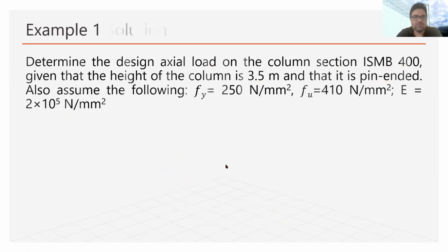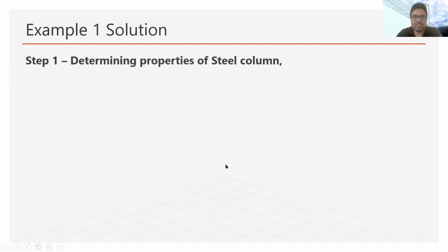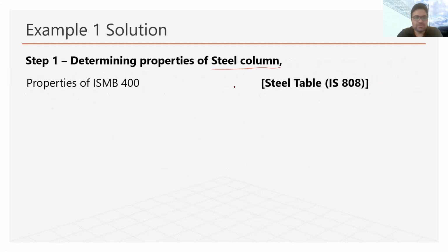Now we will start our solution. Our first step will be determining the properties of the steel column, which is ISMB 400. We have to find properties like the dimensions and other parameters. Generally we use the steel table, which is IS 808. Using this steel table, we can find the properties of ISMB 400. First I will show you that steel table.